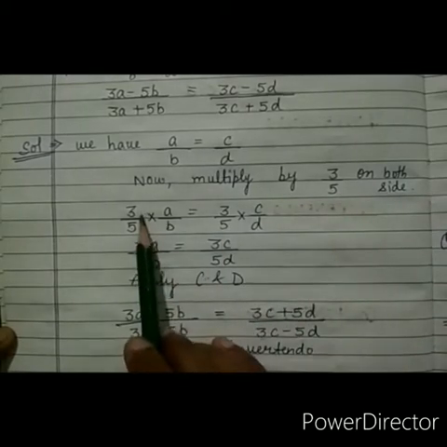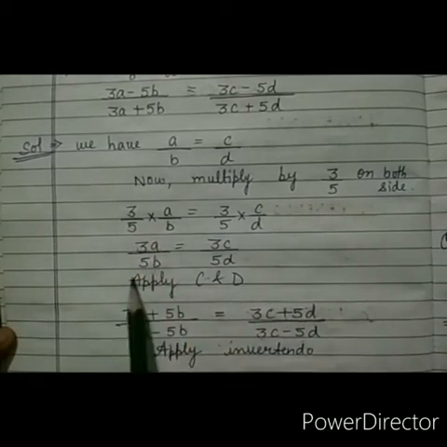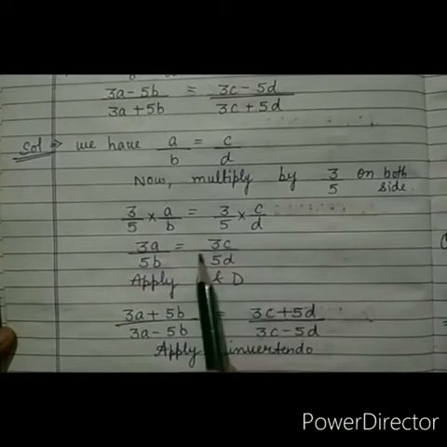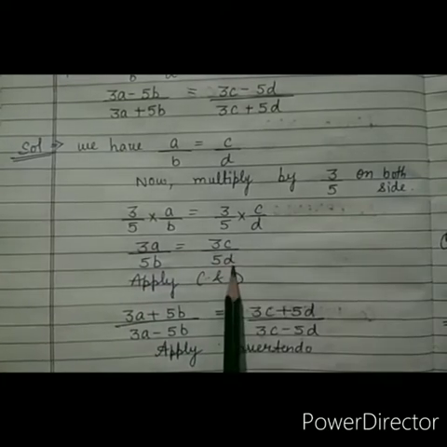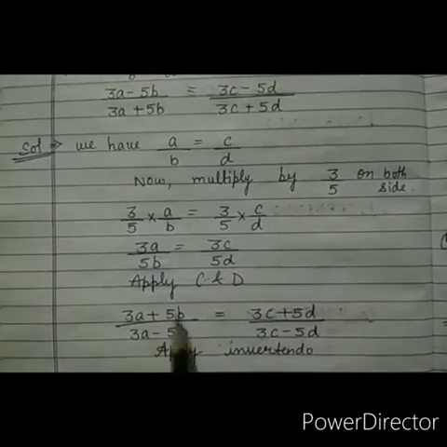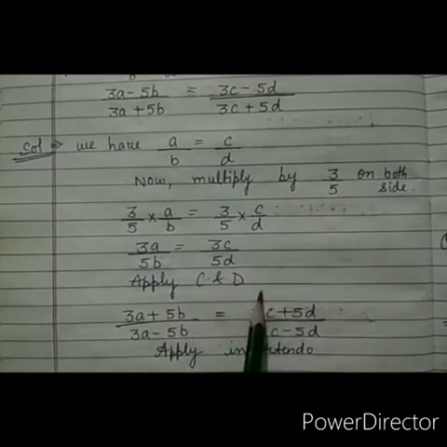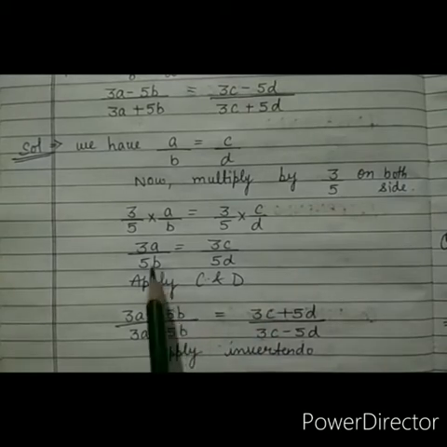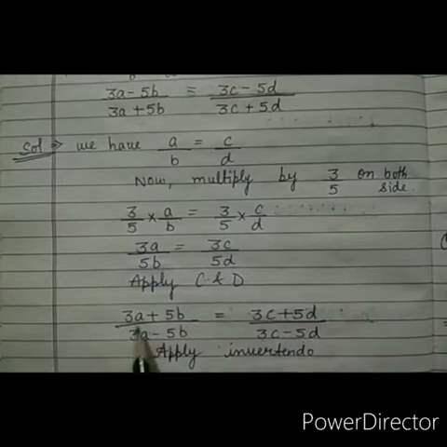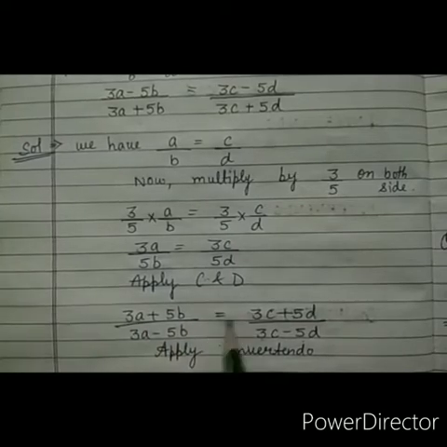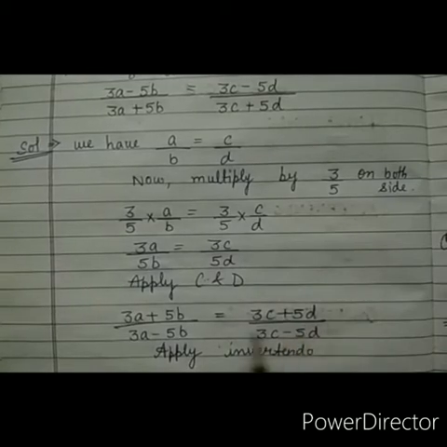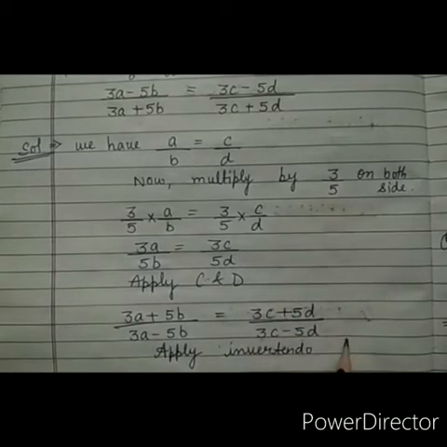So when we multiply, then we will get 3a upon 5b is equals to 3c upon 5d. Now we have to apply the property componendo and dividendo, that is c and d. And what we have to do? We have to add and subtract denominator from the numerator. So 3a plus 5b upon 3a minus 5b is equals to 3c plus 5d upon 3c minus 5d.